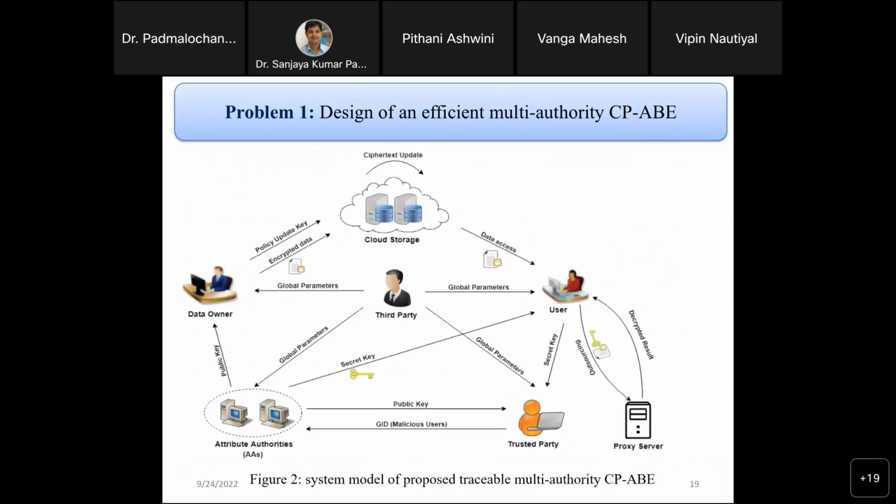So this is the architecture, or you can say the system model, of our proposed system. It consists of mainly 7 entities: data owner, cloud storage, users, third party, attribute authorities, trusted party, and proxy servers. Firstly, the attribute authorities generate the public key, and these public keys are shared with data owners and trusted parties.